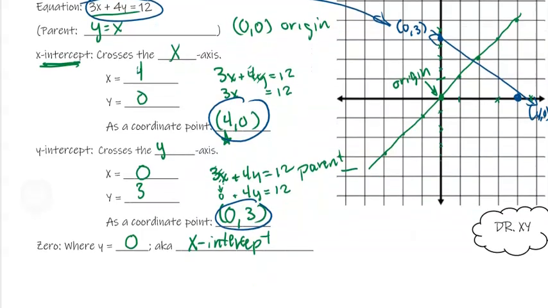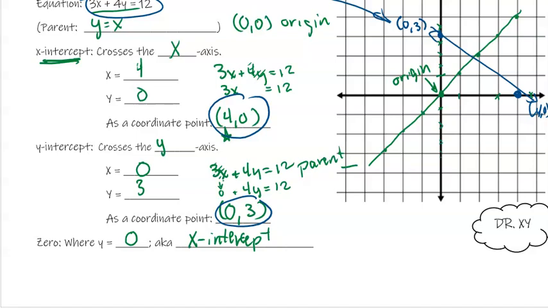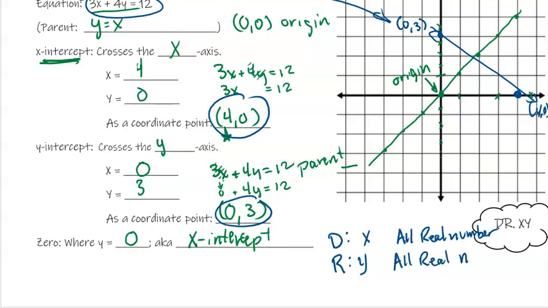The "Dr. XY" that's on here, this is part 2 by the way, stands for domain and range. We've already talked about domain and range. Domain is the X values, range is the Y values. It's easy for lines that have no breaks in them. The domain is all real numbers, and that's for the domain, and that's for the range, all real numbers. So if I ask you for the domain and range for a line that's continuous, it's all real numbers.